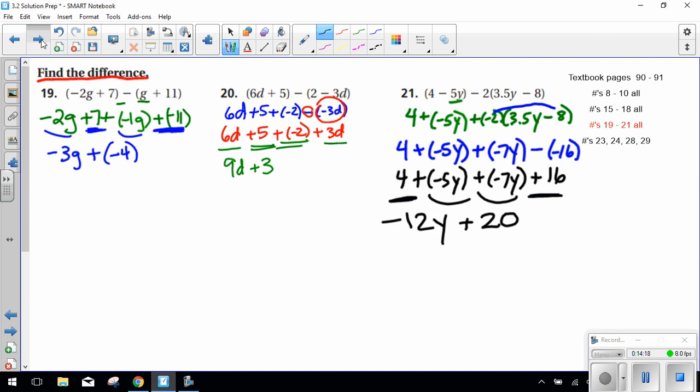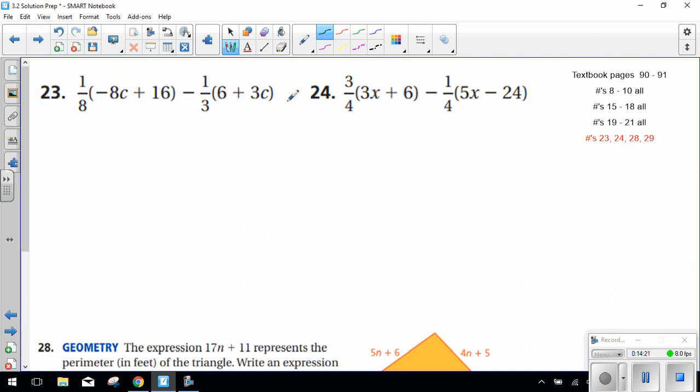Okay, let's move on to 23. So for 23 and 24, they're the same idea. We're going to take the fraction and distribute before we can subtract. So in your calculators, please do 1 over 8 times negative 8, and you'll get negative 1c plus negative 1 over 8 times 16 will give you 2.